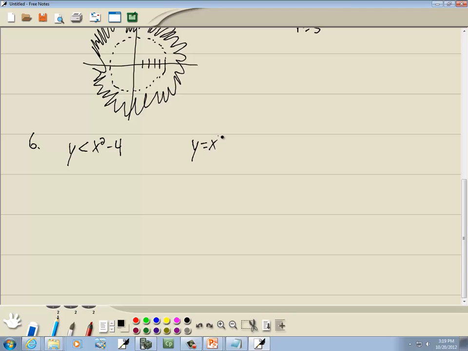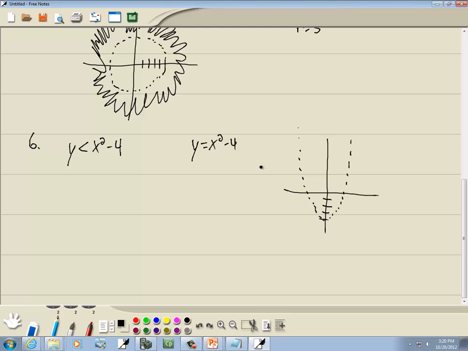Well, if I looked at this, y is equal to x squared minus 4, that's a parabola. And the minus 4 at the end means it's been shifted down 4. Less than means a dotted line. So our graph will look something like that right there.